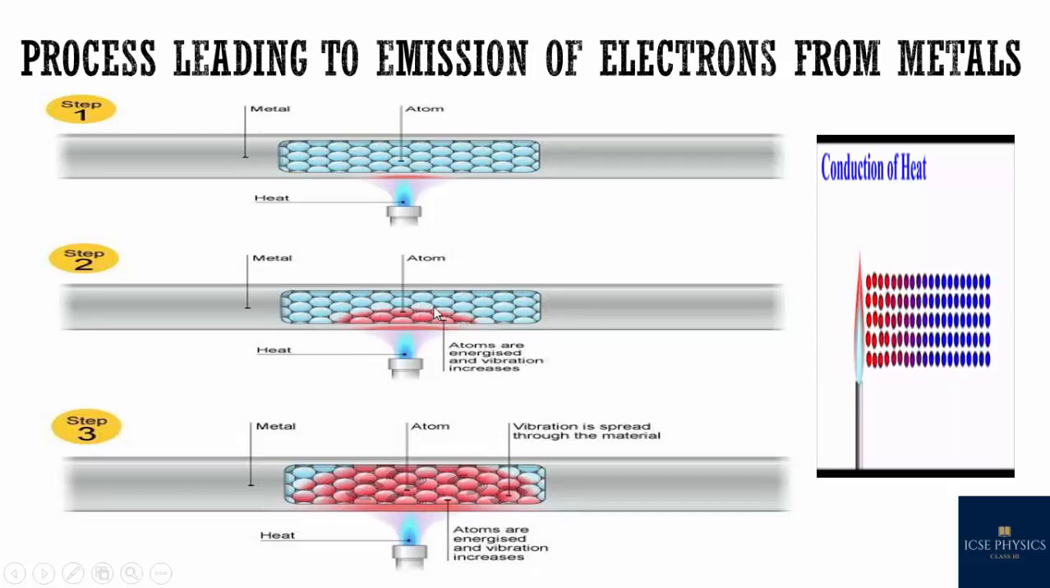So this much part is now covered, as you can see here. First, this much part is covered. Then the vibration is spread through the material and it reaches till the end. Here, first it was till here and then it is reaching here. Then it is spreading towards the end. The atoms are energized and vibration increases when we supply heat energy.